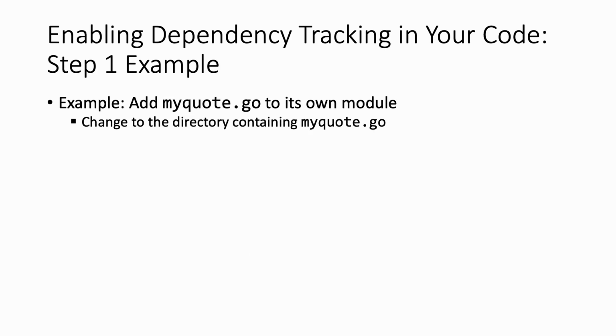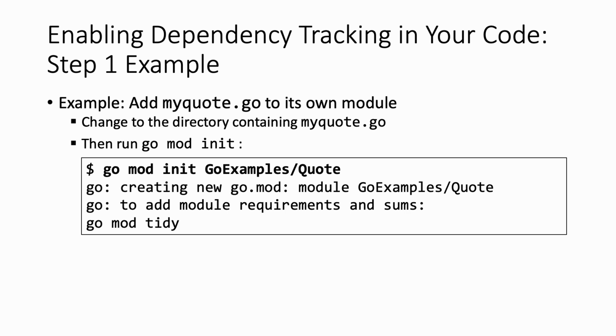Now let me show how to add the mycode.go program to its own module. This is the first step to enable dependency tracking in mycode.go. It is done by first changing to the directory containing mycode.go, then running the go mod init command as in this slide. Here we use go-examples/code as the module path of the module containing mycode.go.